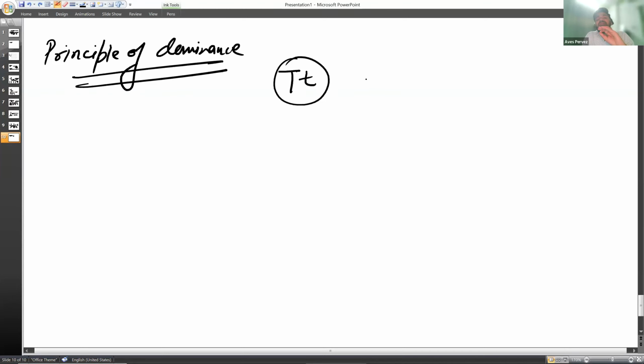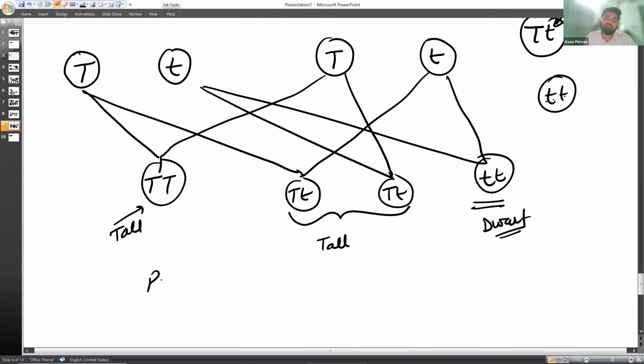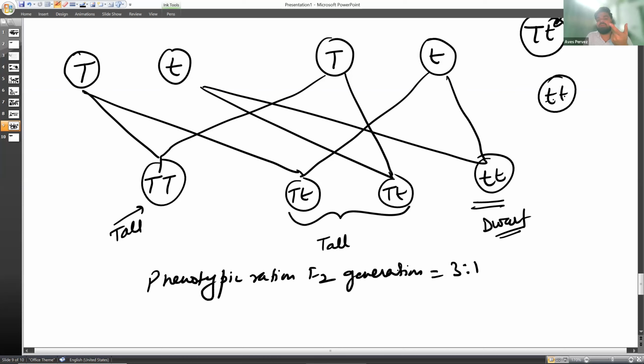And he further added that the gene which is able to express itself is called the dominant gene, and the gene which is not able to express itself is called the recessive gene. Understood? A question that comes in examination here: phenotypic means visible. So the phenotypic ratio of the F2 generation is 3:1, because three plants were tall and one was dwarf.